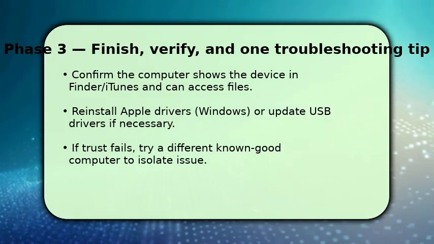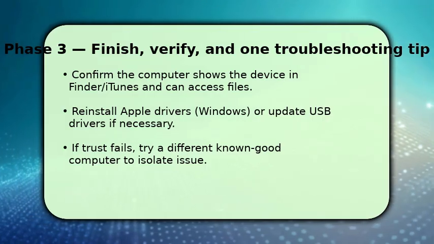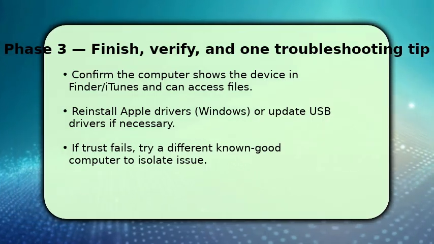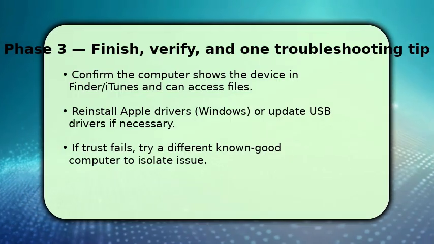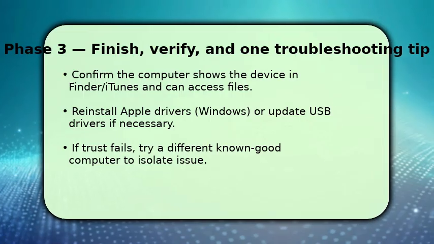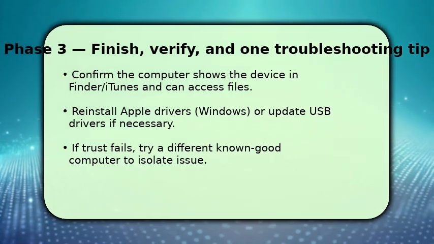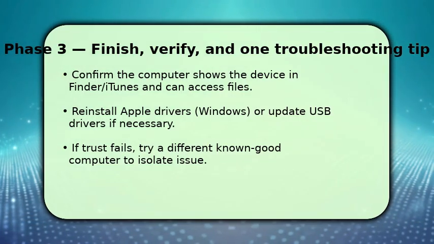If the computer still cannot see the phone, on Windows, reinstall Apple Mobile Device USB driver or update USB controllers. On Mac, make sure system information shows the iPhone. One key troubleshooting tip: test with a different known good computer. If it trusts there, the problem is the original computer, not the iPhone.